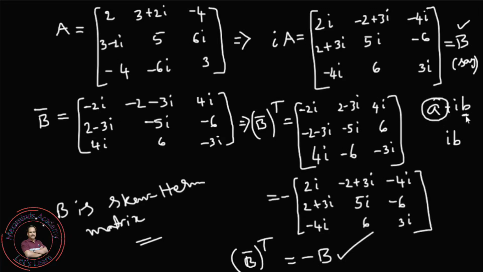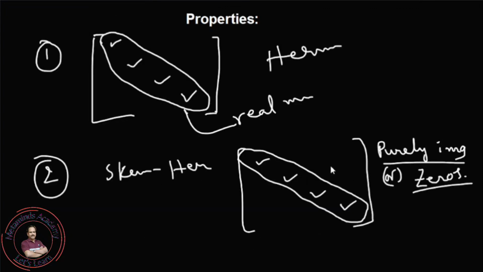This is called the imaginary part, and this is called the real part. There is no real part here, it is missing. Therefore, a number of the form ib is called purely imaginary. 2i, minus 2i, all these are purely imaginary. Therefore, the principal diagonal elements of a skew Hermitian matrix must be either zeros or purely imaginary. You can have zeros also there.